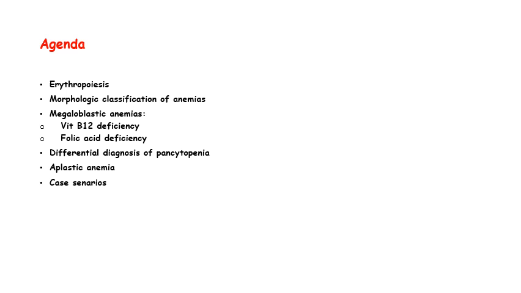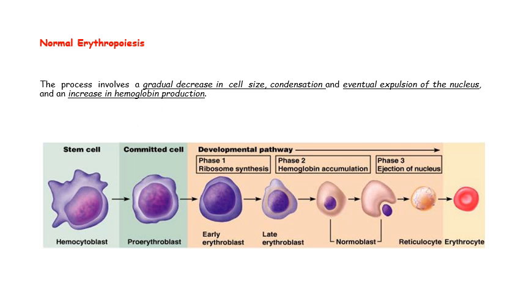And the agenda will include the erythropoiesis, morphological classification of the anemias, megaloblastic anemias due to either vitamin B12 deficiency or folic acid deficiency, the differential diagnosis of the pancytopenias, aplastic anemias, and lastly, case scenarios.